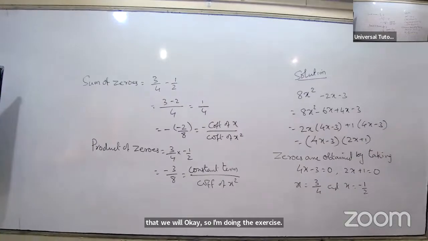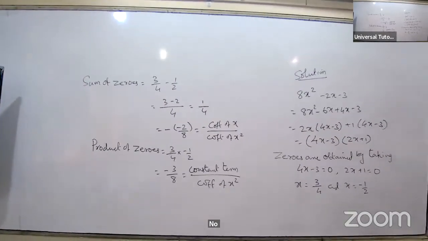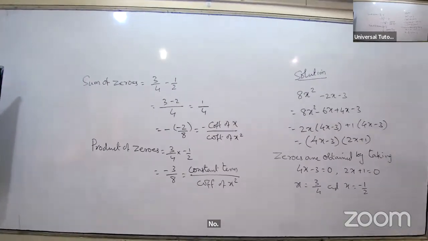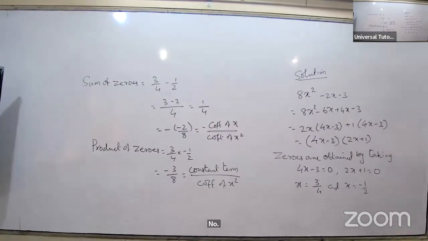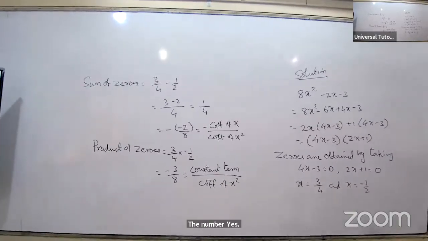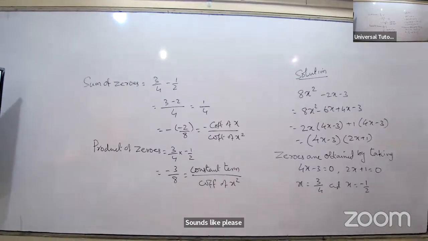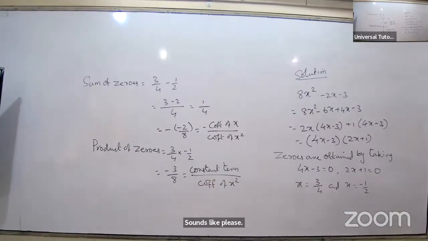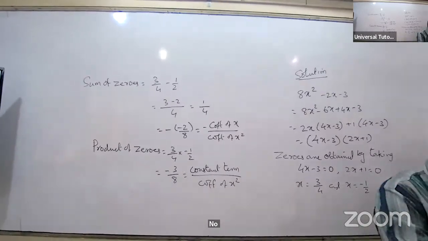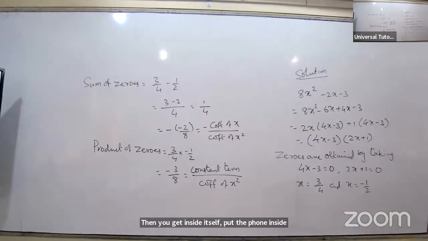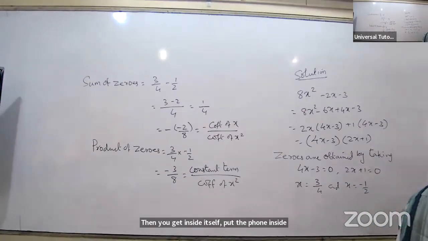2.2. Page number. Number two, mobile switch off. Okay. Done. When you come inside, put the phone in silent mode. Yeah. Exercise 2.2.